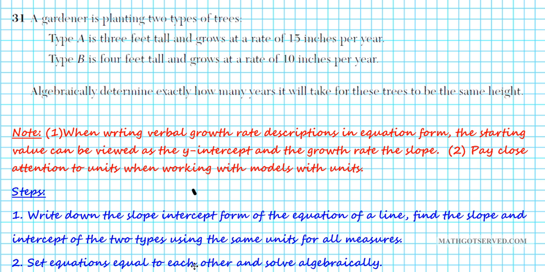Sorry, I'm getting 3 and trees confused. Now, one thing you want to note is that when you're writing verbal growth rate descriptions as provided here in an equation form, the starting value, like the original amount, original height, original distance, can always be viewed as the y-intercept.